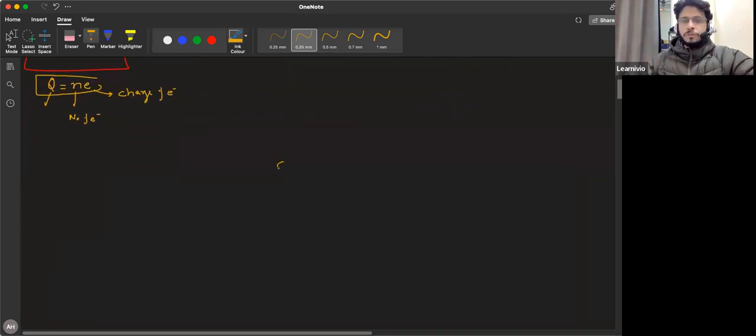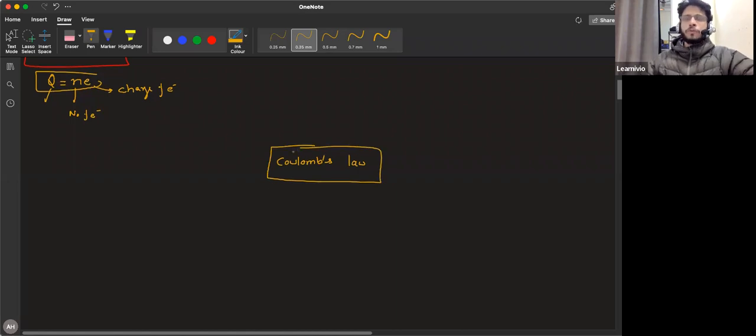The next topic is Coulomb's law. This topic is important from the point of view of numericals. In Coulomb's law, if you have two charges, Q1 and Q2, placed at a separation R, the force between the charges is K Q1 Q2 divided by R square, where K is a constant. The value of K is 1 over 4 pi epsilon naught. So this is Q1 Q2 divided by R square.